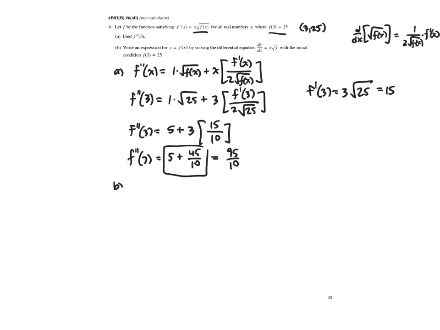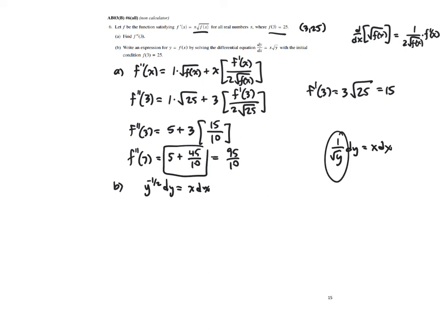Let's look at part B. Part B says write an expression for f of x by solving the differential equation f prime equals x square root of y with the initial condition f of 3 equals 25. So let's separate our variables. That would be y to the negative half dy is equal to x dx. How did I get y to the negative half? I just took 1 over the square root of y dy equals x dx, and I wrote this in power form.